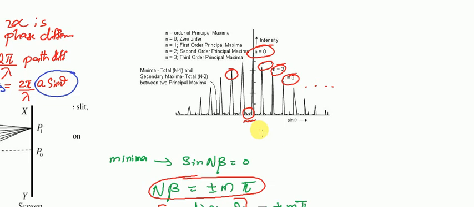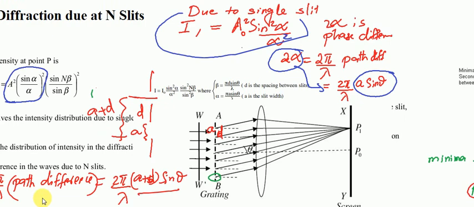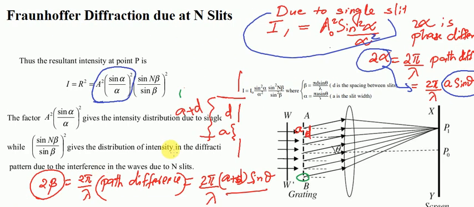If there are that many minima, then there will be secondary maxima also. That is also shown there as secondary maxima. So between principal maxima there are a number of minima and a number of secondary maxima. Such a wave pattern forms due to n-slit diffraction. I hope the formation of the n-slit diffraction pattern is clear. Okay students, thank you.